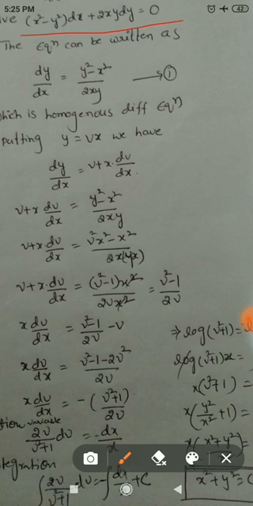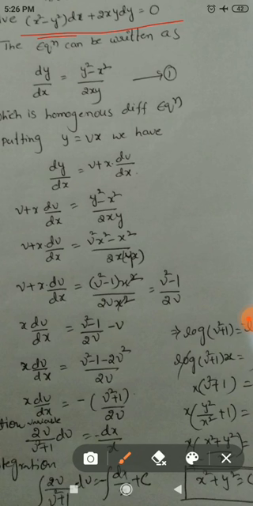Observe it: x square minus y square. Both terms have degree 2. The first term has degree 2, and the next term xy also has degree 2. So this is a homogeneous function. After observing that it is homogeneous, we move on. We substitute y equals vx.